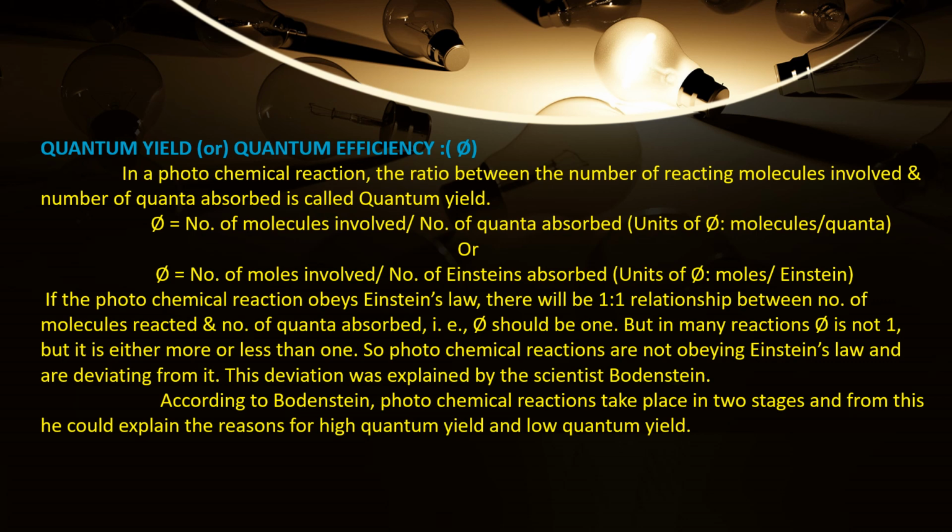So the formula or expression for quantum yield goes like this. Phi is equal to number of reactant molecules by number of quanta absorbed. Phi is nothing but quantum yield. It is denoted by the letter phi. From this formula, we can write the units of phi as molecules per quanta, or it can also be written as phi is equal to number of moles involved by number of Einsteins absorbed. From this we can write the units of phi as moles per Einstein.